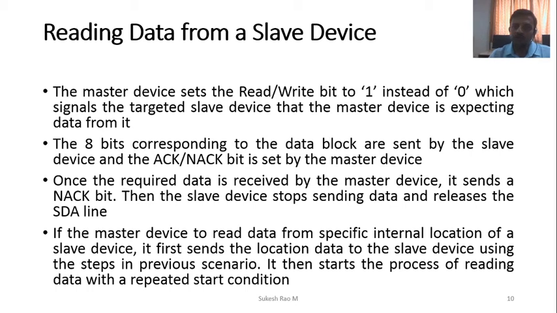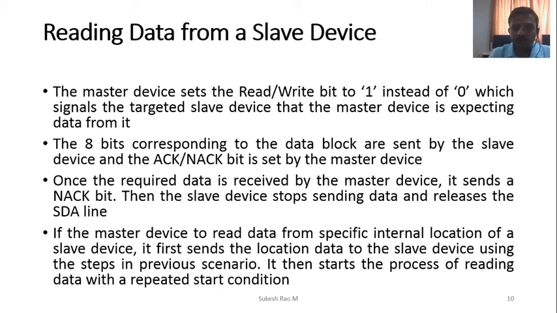So after sending the address for the read operation, the slave will send an acknowledgement. After sending the acknowledgement, the slave will immediately send the data which is required by the master for that address. Now the master will respond to it by sending the acknowledgement bit to the slave. So that completes the operation. Once the required data is received by the master, it sends an acknowledgement bit. Then the slave device stops sending and releases the SDA line. So there should be an acknowledgement.